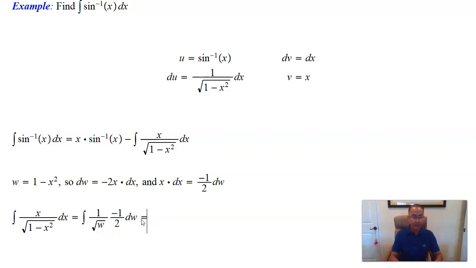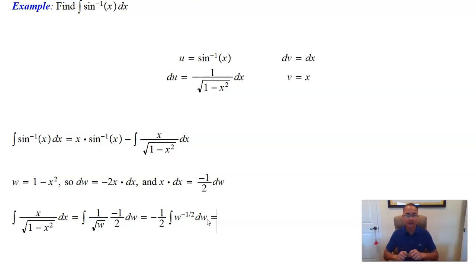So what do we get here? Well, we can take the negative 1/2 outside. I think it looks better like this. Minus 1/2, and we have the integral of 1 over radical w, which is w to the minus 1/2. I always feel more comfortable when I'm applying the power rule and I see exactly what power I'm dealing with. So 1 over radical w is w to the power minus 1/2, right?